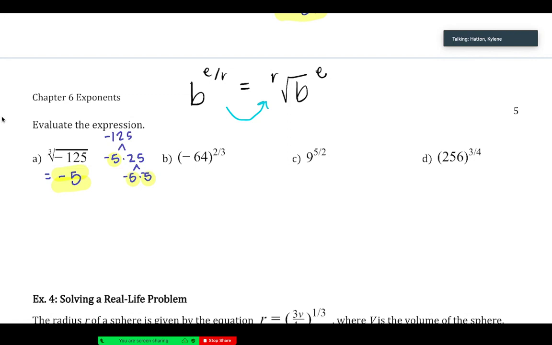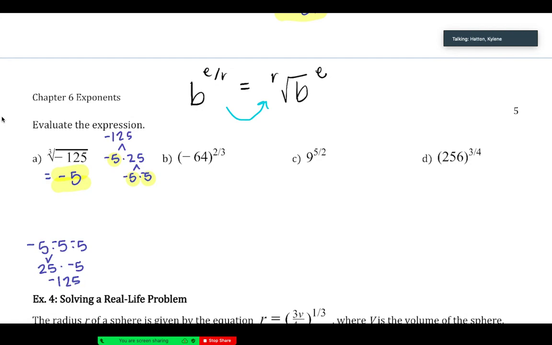And just remember how easy it is to check your work for these problems. This is just saying that negative 5 times itself 3 times will get you back to negative 125. You can check that pretty quickly: negative 5 times negative 5 times negative 5. The first two negative 5s multiplied together become positive 25, and then positive 25 times negative 5 becomes negative 125. So we get back to the number that was inside of the radical.